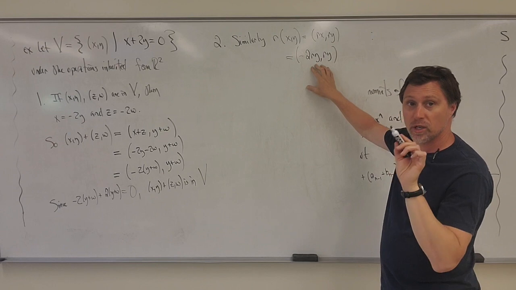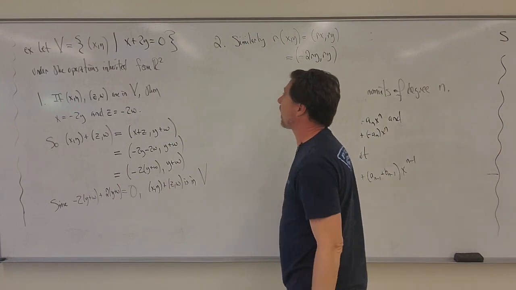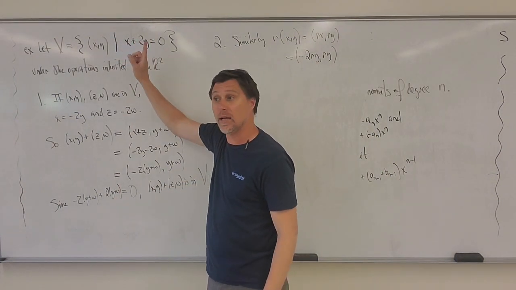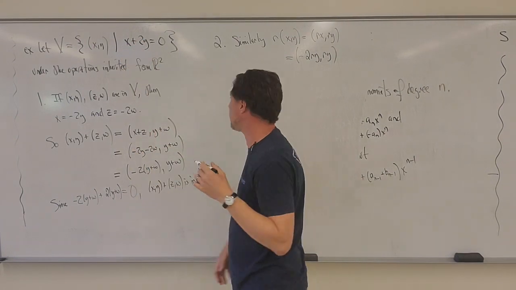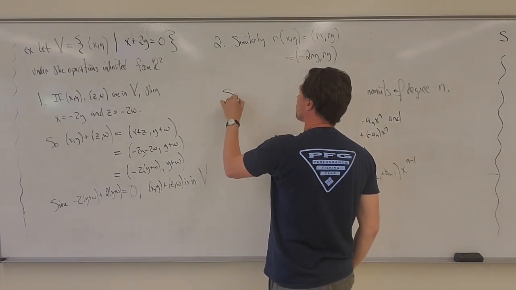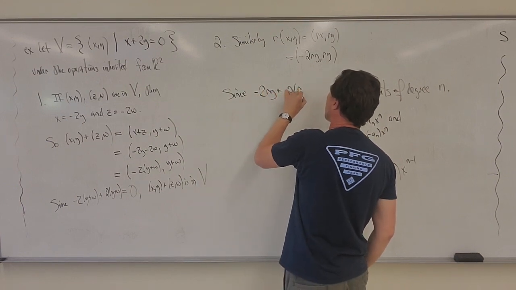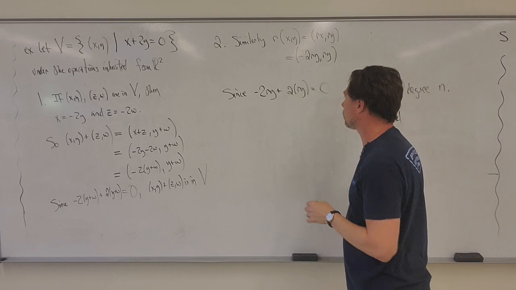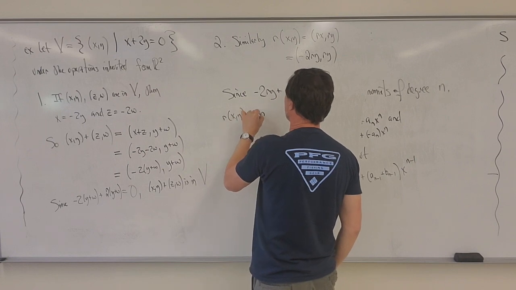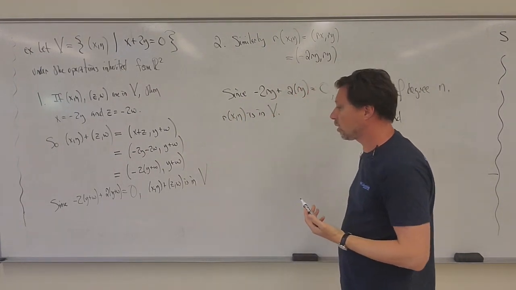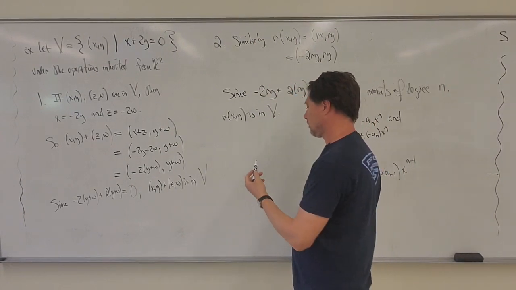If we want to show that we're closed under scalar multiplication, I need to argue that this element right here is inside V. How do you check that? You take the first coordinate plus 2 times the second coordinate. If you get 0, then you conclude that you're in V. So since negative 2ry plus 2 times ry is obviously equal to 0, r times (x, y) is in capital V. So we've shown that V is also closed under scalar multiplication.